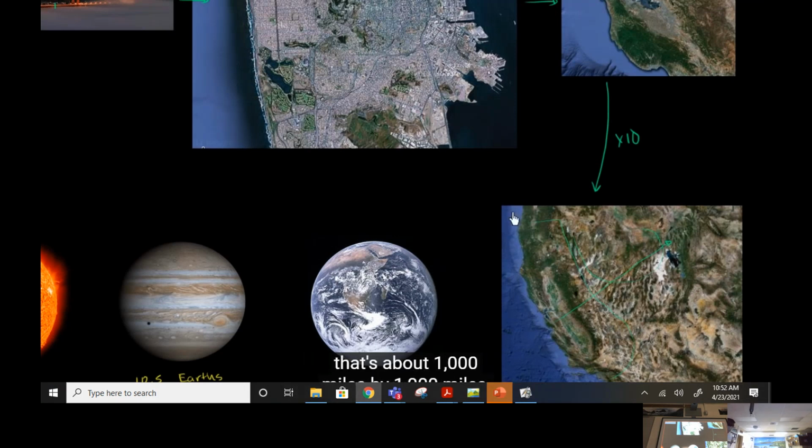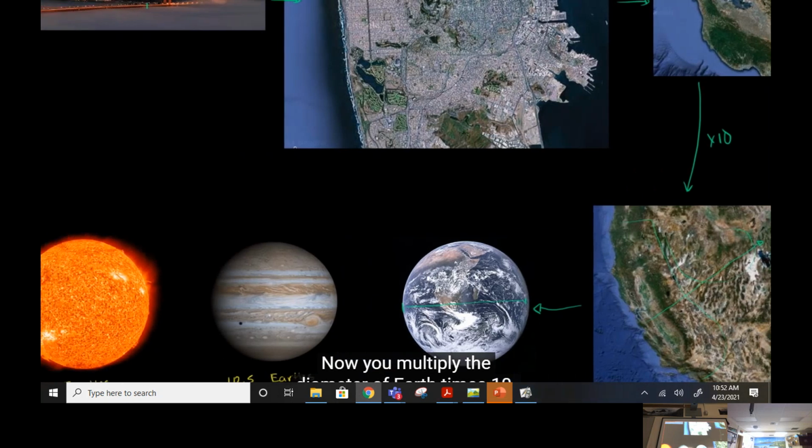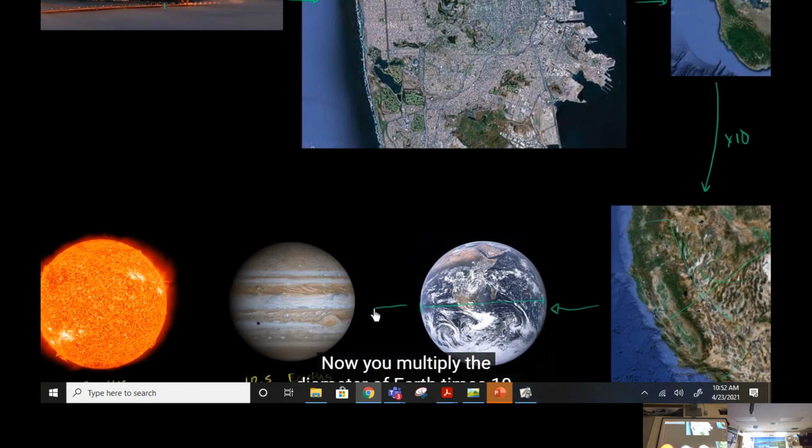But once again, you take this square that's about 1,000 miles by 1,000 miles, and you multiply that by 10, and you get pretty close to, a little bit over, the diameter of the Earth. But once again, we're on the Earth. We kind of relate to the Earth. If you look carefully at the horizon, you might see a little bit of a curvature, especially if you were to get into a plane. So even though this is frankly larger than my brain can really grasp, we can kind of relate to the Earth. Now, you multiply the diameter of Earth times 10, and you get to the diameter of Jupiter.